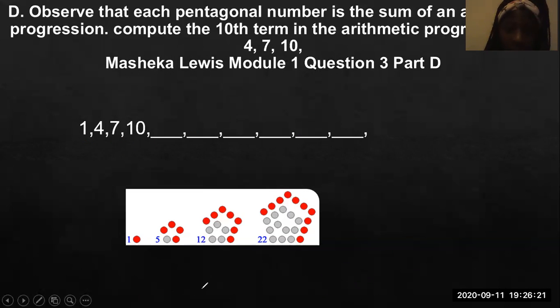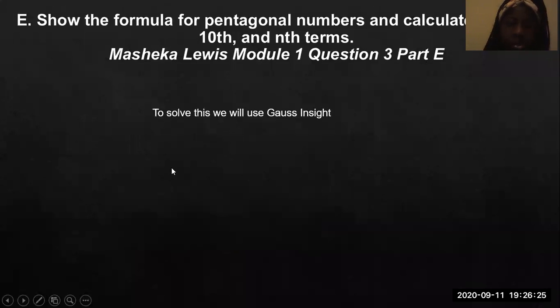Now, let's go to the next problem. E. Show the formula for pentagonal numbers and calculate the 9th, 10th, and the nth term. Okay, for this, you'll use Gauss's Insight.